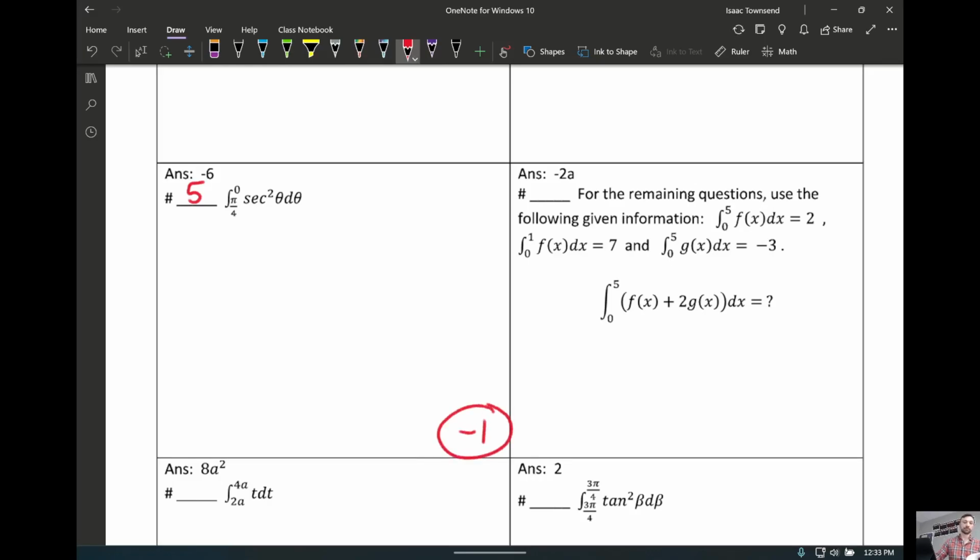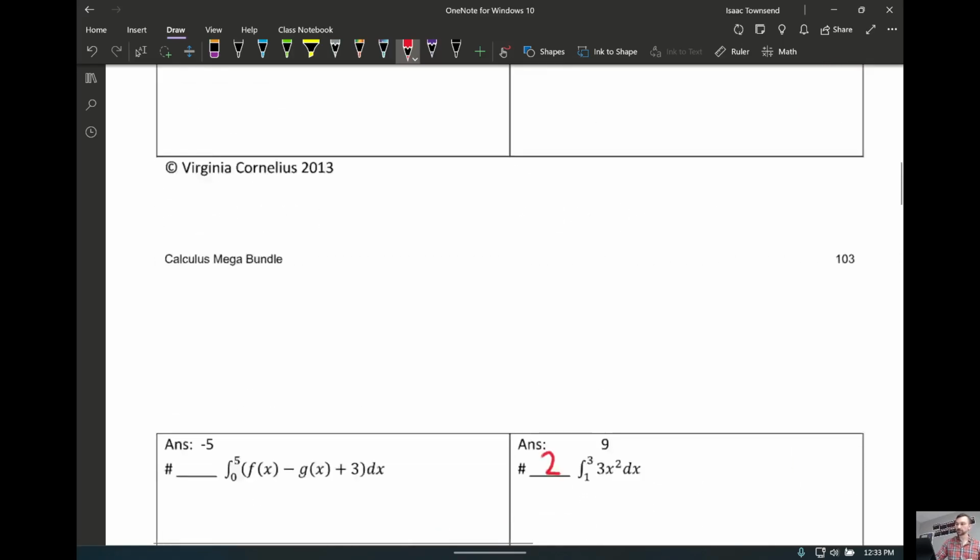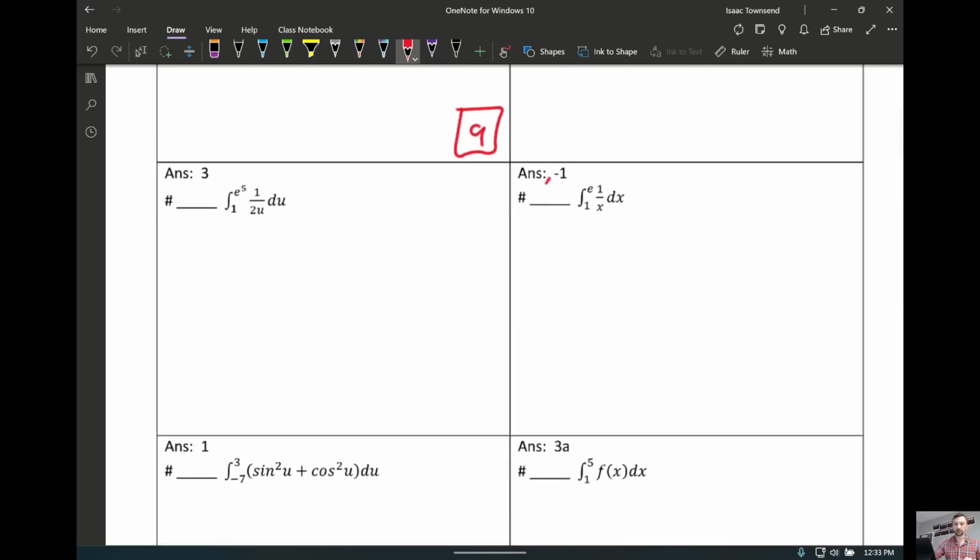Did y'all get further than that? Okay. One more. So 6 should be on the first page. And that one you got an answer of what? 1. Okay, I agree with that. And that's about where most people are at. Okay, so if you're good with those, keep on going.